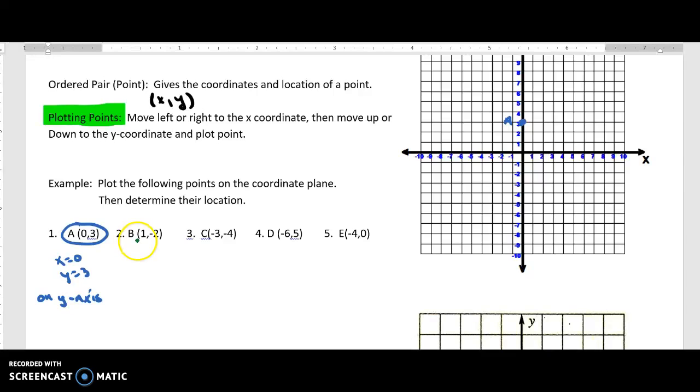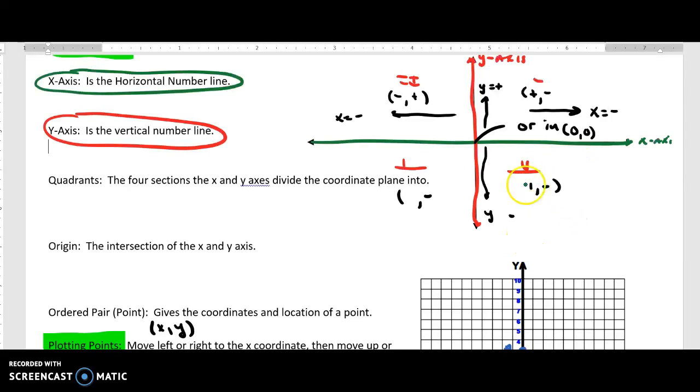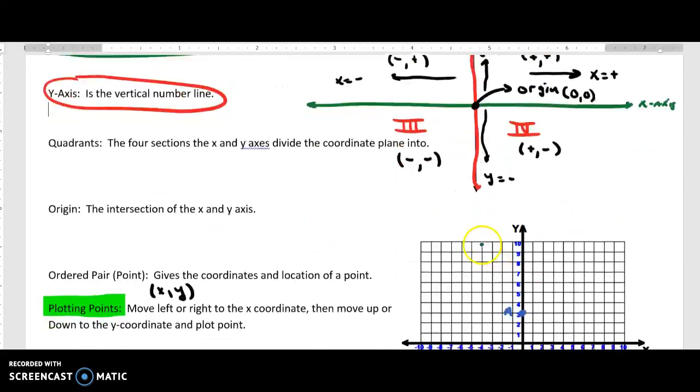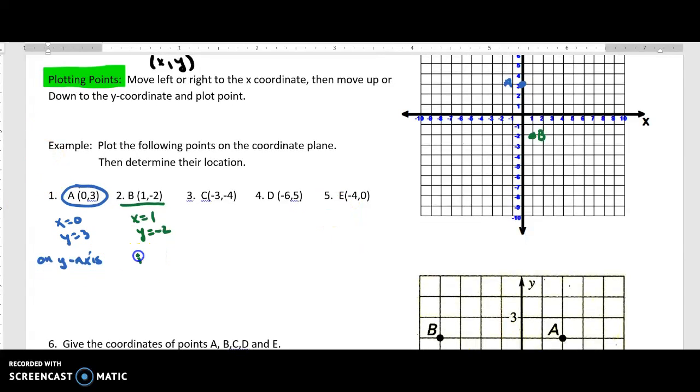Number 2, point B is at (1, -2). So x is 1, y is -2. We're going to start at the origin. We're going to move over to an x value of 1. We're not going to stop there. Now we're going to go down to -2 on the y and plot our point. If you draw a line through 1 and -2, the intersection of it is that point B. Now what quadrant is that in? If you look, it's in this quadrant down here, and we said that's quadrant 4. So that's in quadrant 4. Okay, let's look at another one.